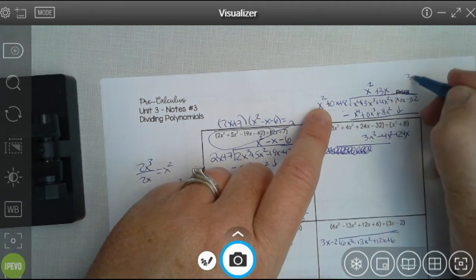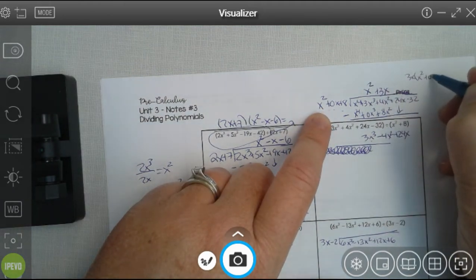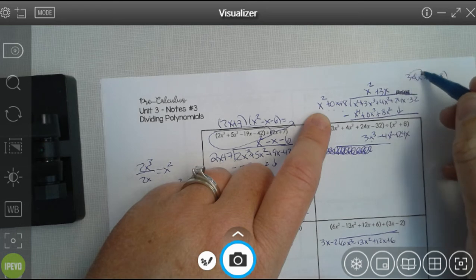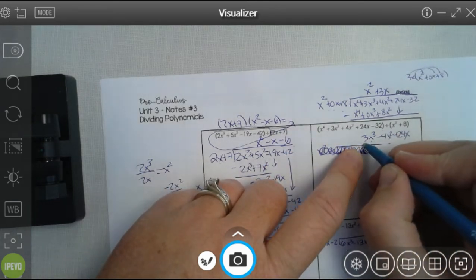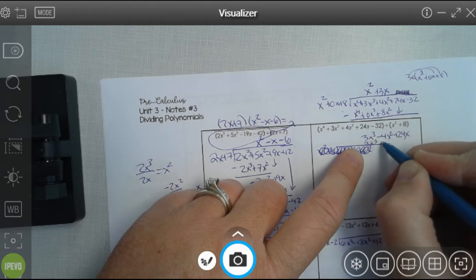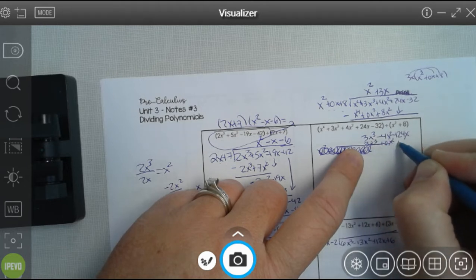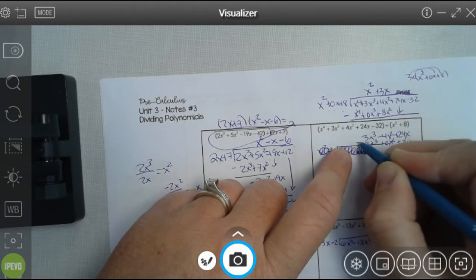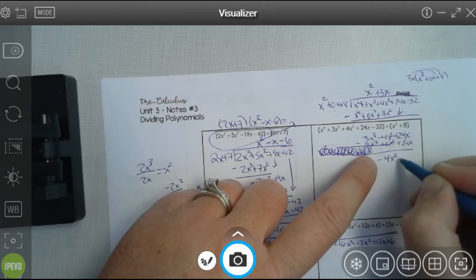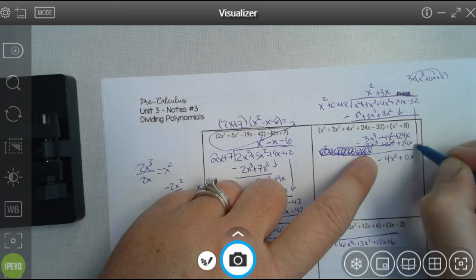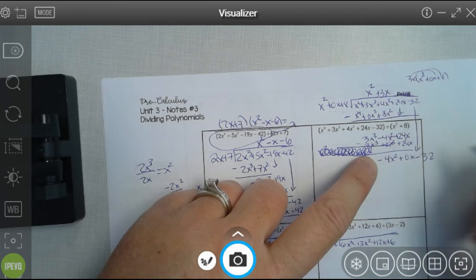So it's the idea that you're multiplying, this is what we're multiplying, you guys, if you're having issues with it. You're multiplying all three of the terms. And the answer is what I'm writing down right here. So that's 3x cubed plus 0x squared plus 24x. Subtract, that cancels. I get a negative 4x squared. This gives me a 0x. And I'm going to bring down the minus 32.